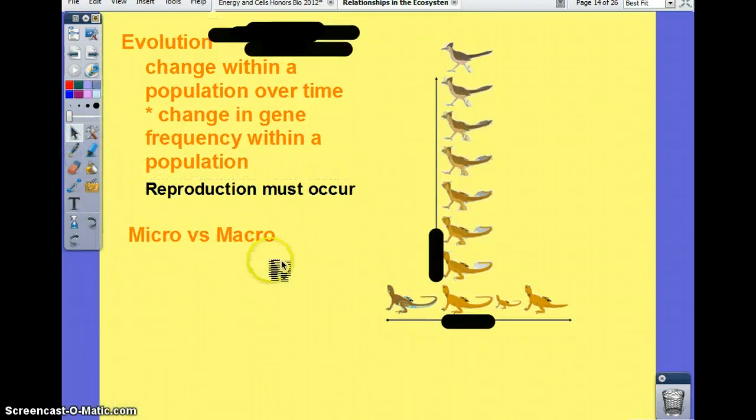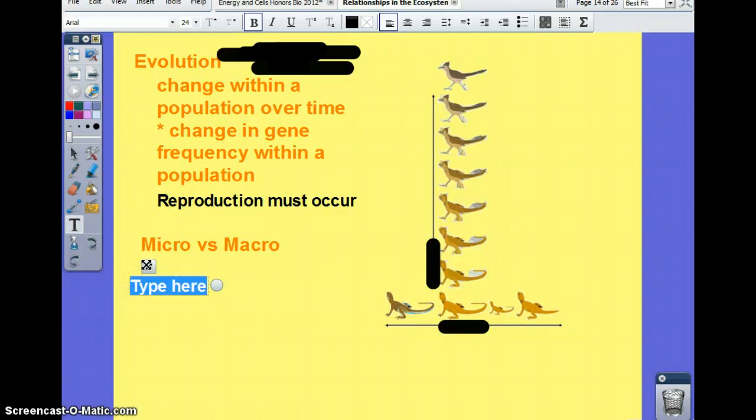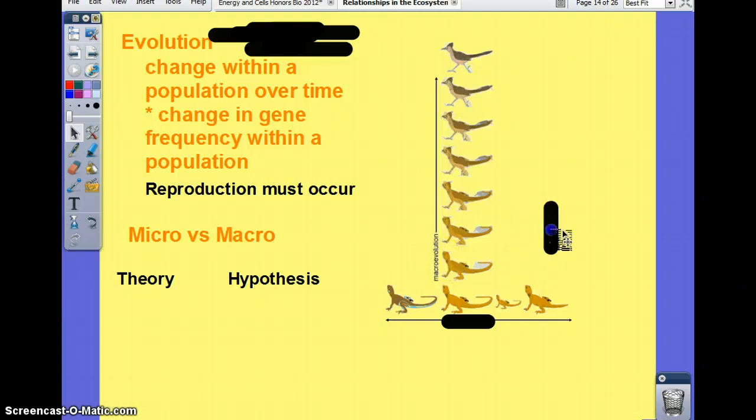This is an image of micro versus macro. Basically, microevolution is a theory and macroevolution is just a hypothesis. And here's a picture of one from the other. This is a picture of macro and this is a picture of micro.